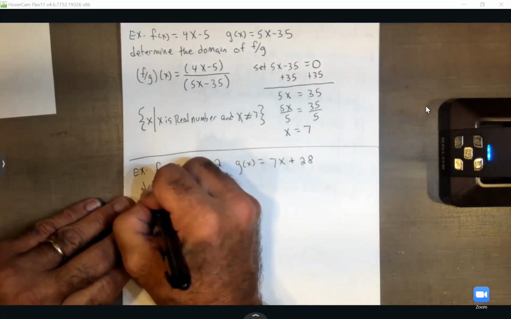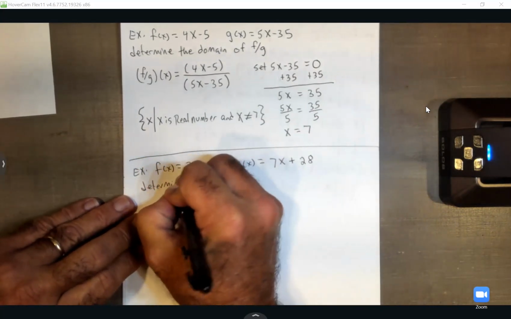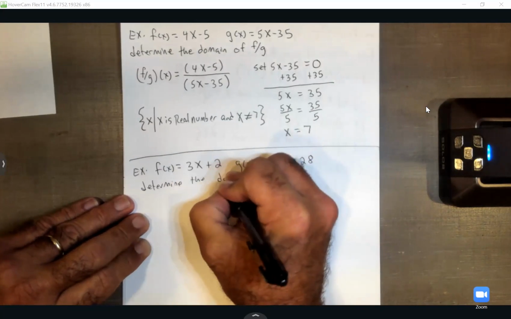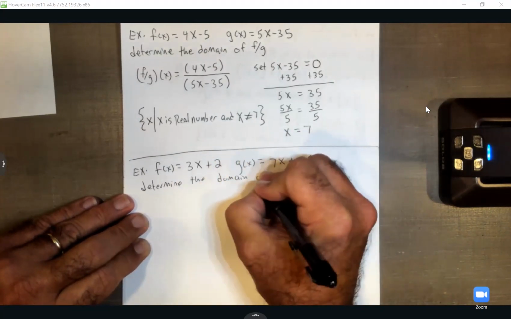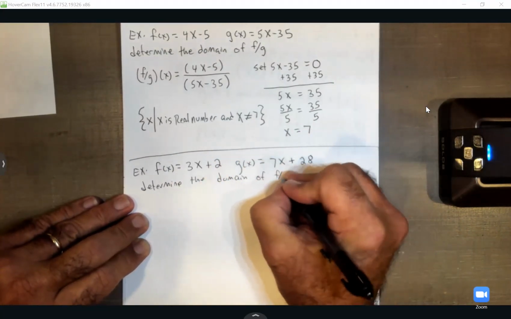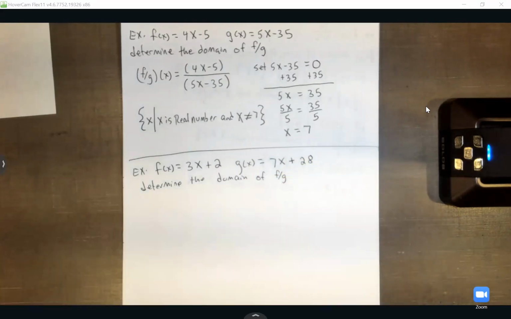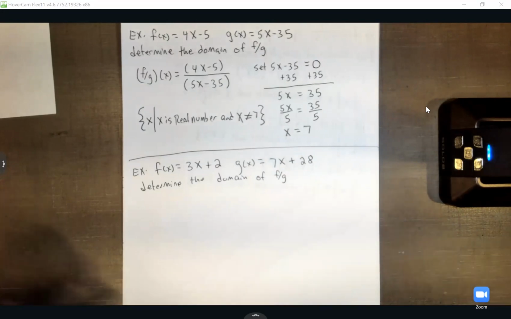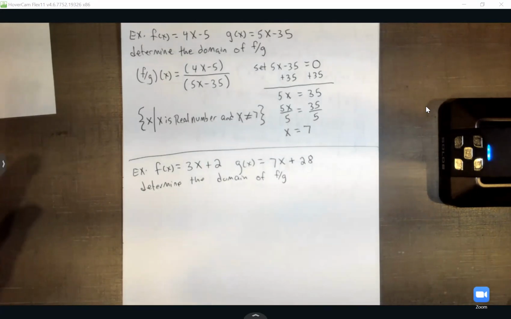So y'all, I'm gonna let y'all do this one. I want y'all to determine the domain of f divided by g. So I'll give y'all a few minutes to play with that and see what y'all get. And mainly, I'm just worried about if there's any numbers y'all might exclude, okay?